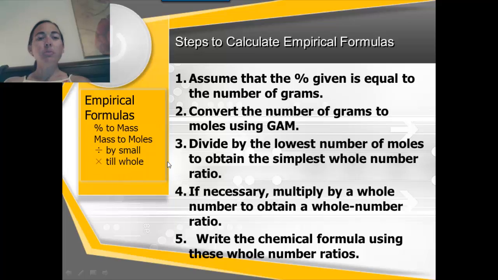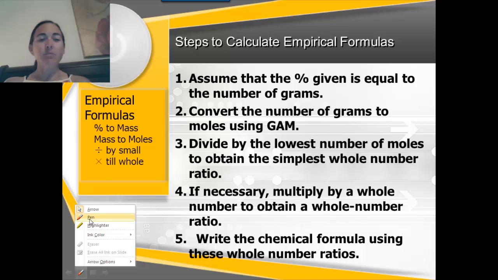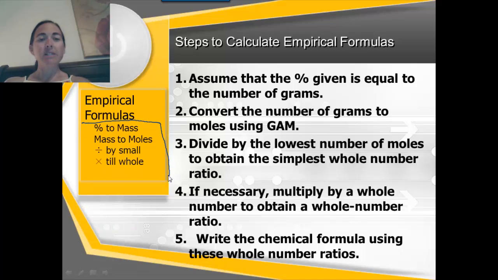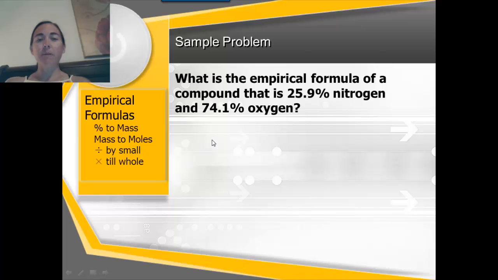The little poem that's over here on the left that may help you remember is percent to mass, mass to moles, divide by small, multiply till whole. That's just a little poem that'll help you remember these 5 steps. So let's take a look at an example problem.